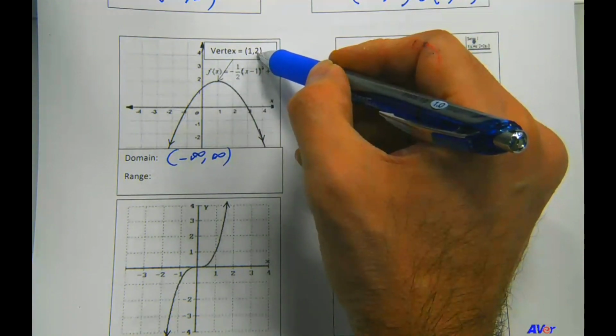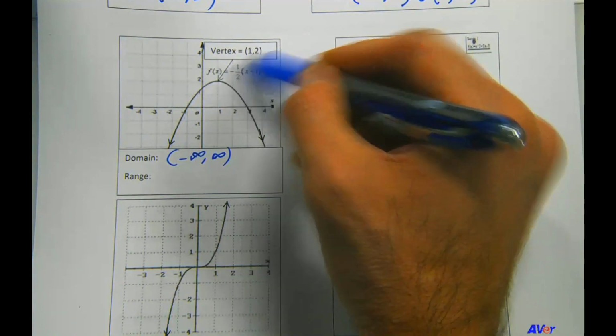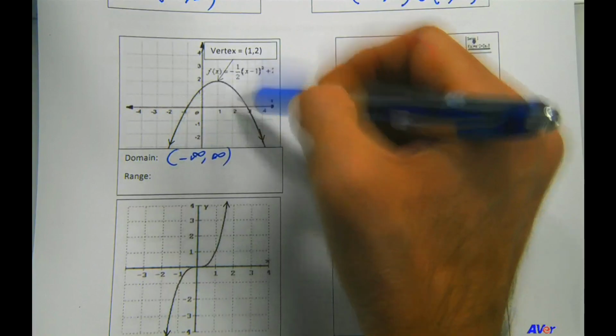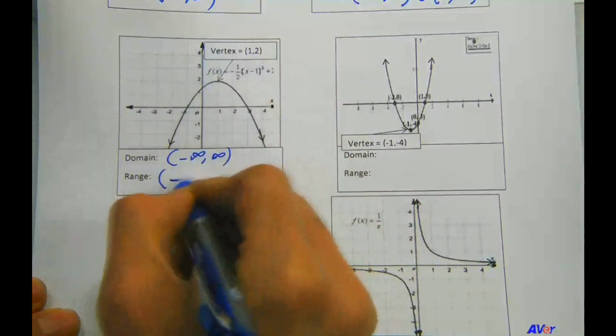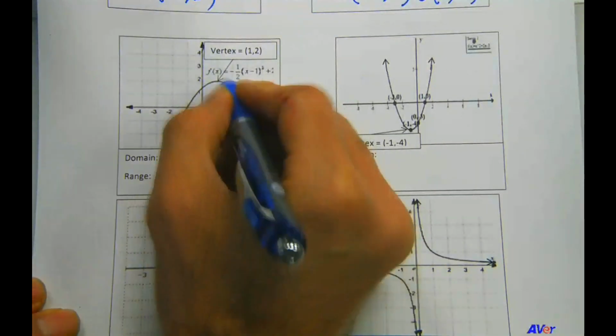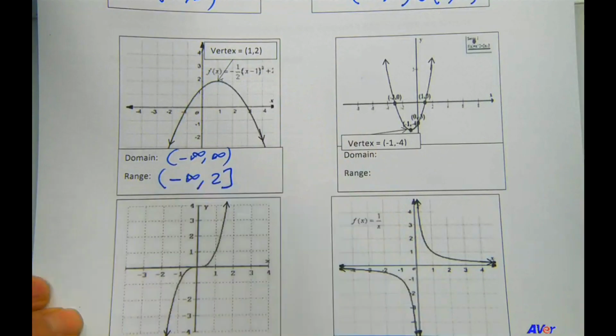Does it go through 2? Yes. Y equals 2? Yes. But then it curves back down on both sides. So the range is, it comes up from negative infinity, negative infinity, comma, to bracket. Okay, I hope that's clear.